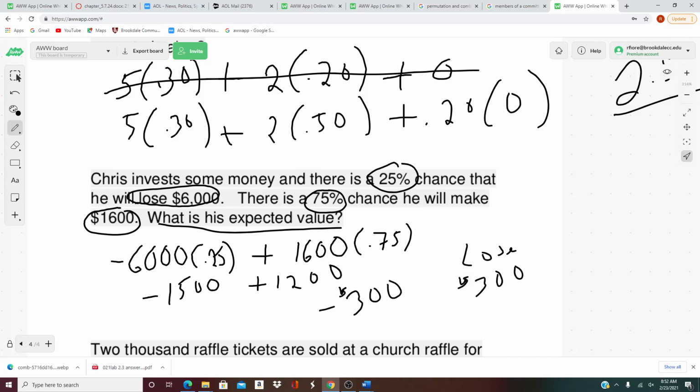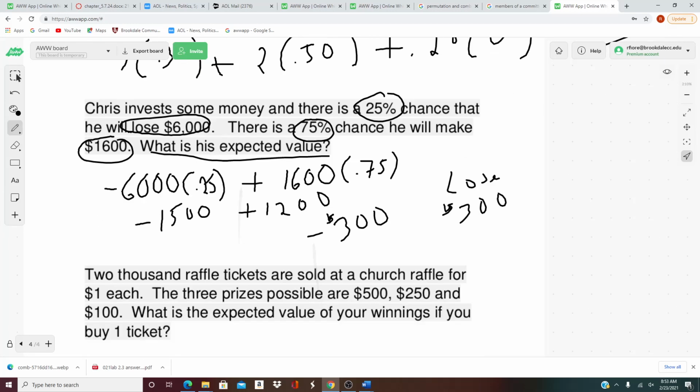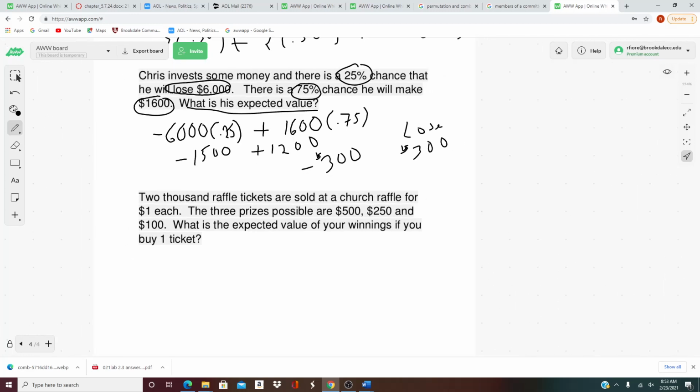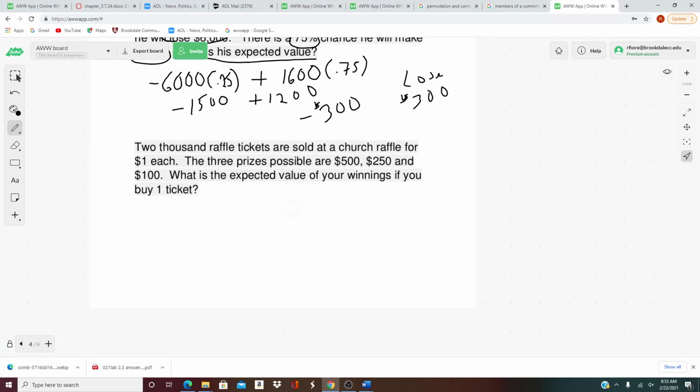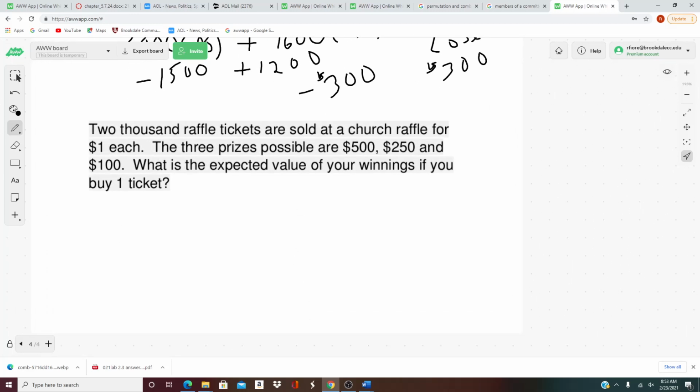So I always want to figure out not only what my answer is, but what it means in a case like this. Let's take a look at buying lottery tickets. Now, we all know that there's not much of a chance of winning a lottery, but let's see what our expected value is. 2,000 raffle tickets are sold at a church raffle for $1 each. The three prizes are $500, $250, and $100. What is the expected value of your winnings if you buy one ticket?